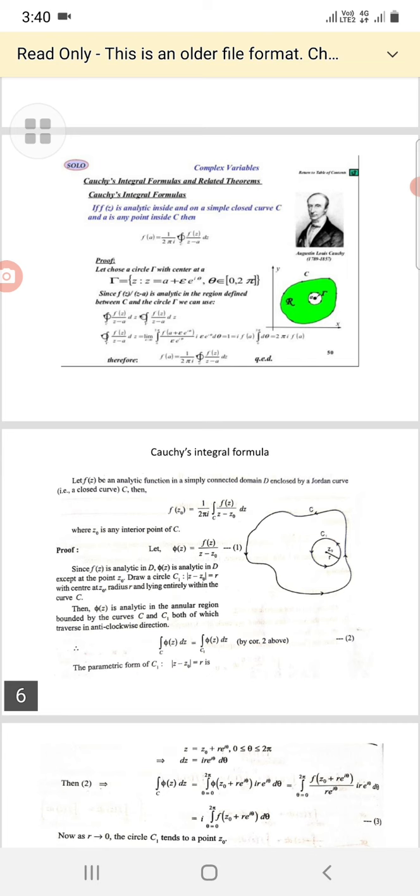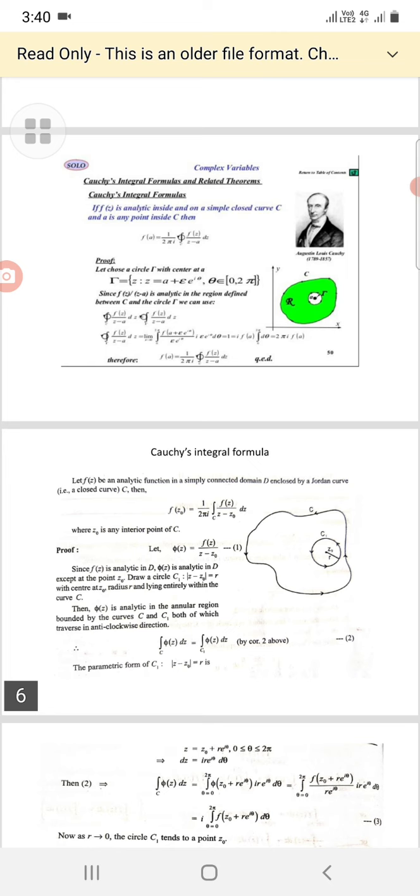Today we will learn about the Cauchy integral formula, which is one of the fundamental theorems in complex integration. Now we go to the statement of the integral formula, that is Cauchy's integral formula.